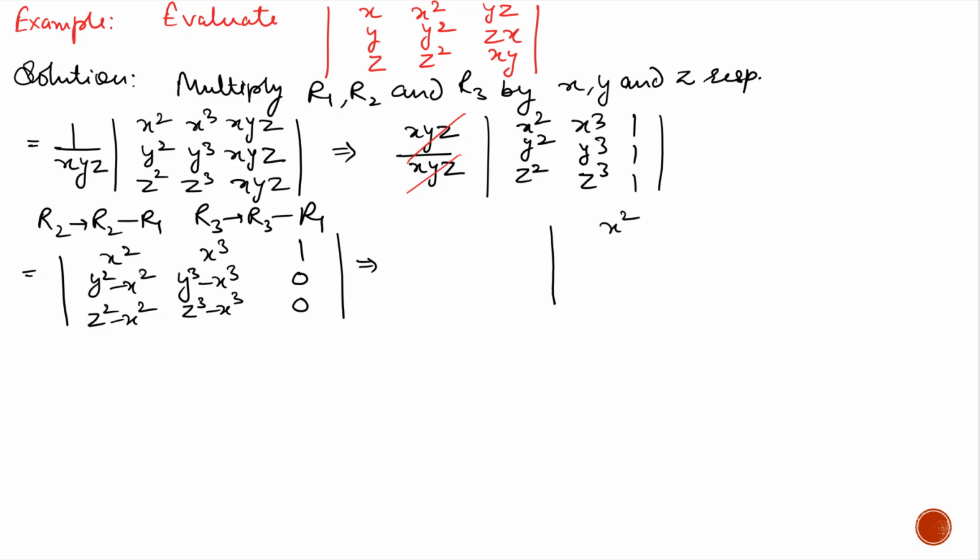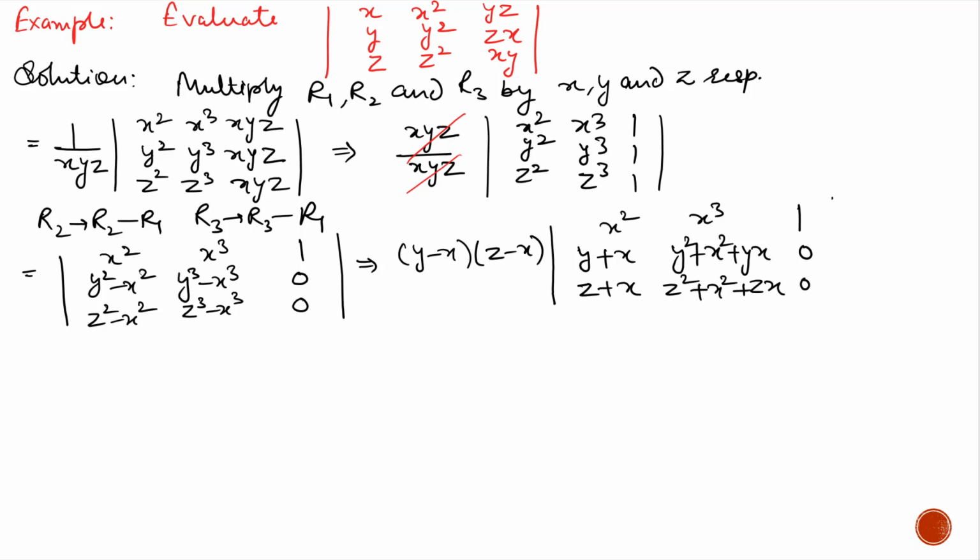Now we will take common y minus x from the second row and we will get in the second row y plus x, y square plus x square plus xy, 0. In the third row we will take z minus x common. Third row z plus x, z square plus x square plus zx and 0. And the first row remains same.